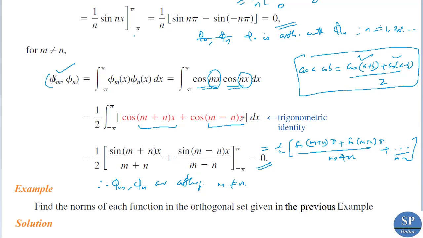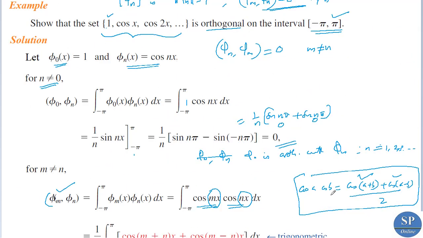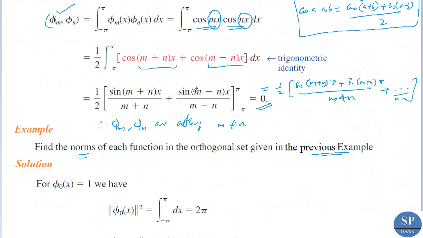Next, another example: find the norms of each function in the orthogonal set given in the previous example. We proved that this set is orthogonal. Now, in the next example, we need to find the norms of each of these functions. First we find the norm of 1, and then the norms of cos x, cos 2x, etc. We already supposed that phi naught equal to 1 and phi m is equal to cos mx.